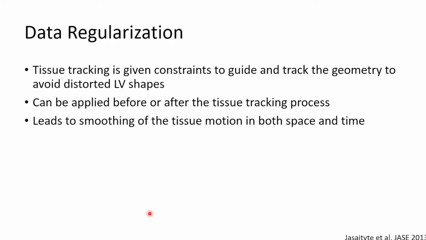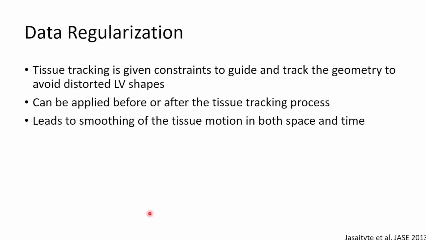So it tries to avoid distorting the geometry of the LV shape too much, because when you have all these motion estimates, it can be very noisy. And so it tries to constrain itself to what it would consider expected myocardial motion, based on data sets that have been given in the past.